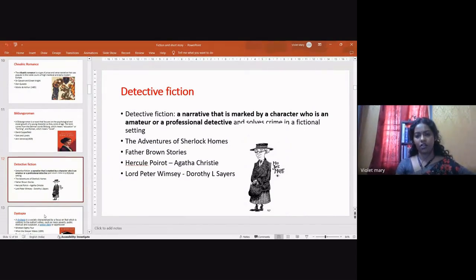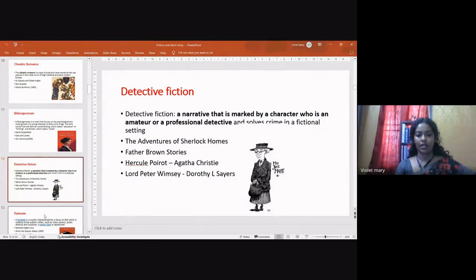Detective fiction. You have the major character called a detective or sleuth. The Adventures of Sherlock Holmes is a famous one, and non-literature students also know it. Father Brown stories or series: who wrote it? Father Brown is actually a detective like Sherlock Holmes. He has been created by G.K. Chesterton, a Victorian writer. He wrote the Father Brown stories.